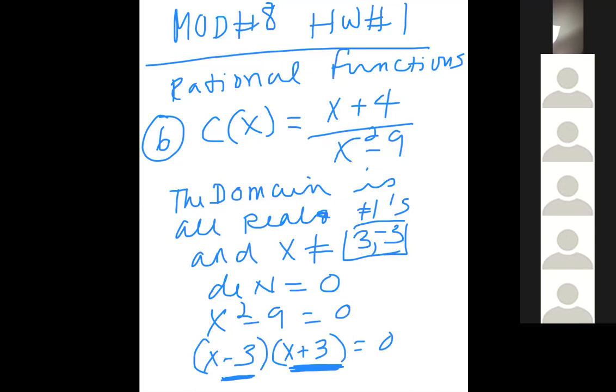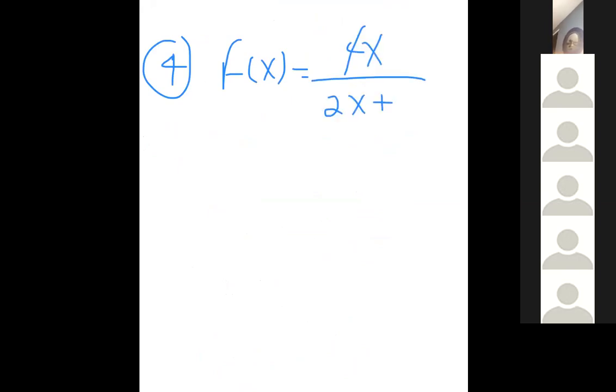All right, guys, here is one more. And this one right here is problem number 4. Okay, for problem number 4, I've got f of x is equal to 4x over 2x plus 7. And again, this is all about the denominator. You need to restrict that number that will make the denominator 0. Define what that value is, set the denominator equal to 0, and solve.